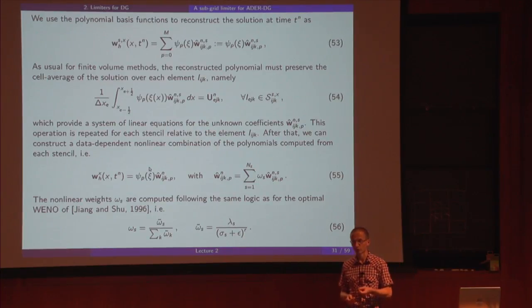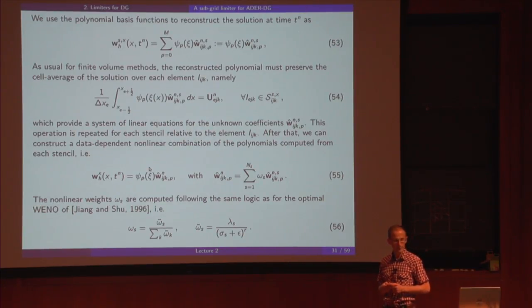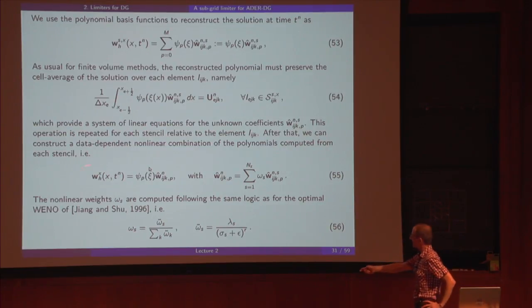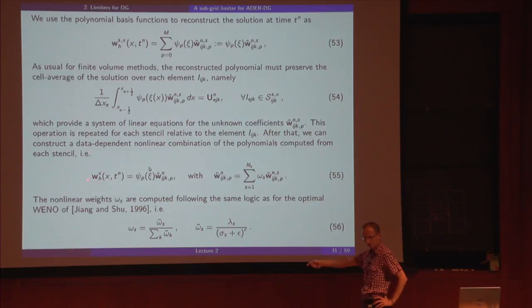We compute such a polynomial for each stencil, and now I have to make a combination of them. So the final polynomial here, there is no longer an S index because it's the final one, will be an expansion with expansion coefficients which are given by a weighting of the coefficients for any stencil. So here there is a weight for any stencil S. And if you go to the original paper by Jiang and Xu, you will see how they compute such weights, omega S, for any stencil. Here the prescription is very similar. There is a normalization, W tilde S is given by this.